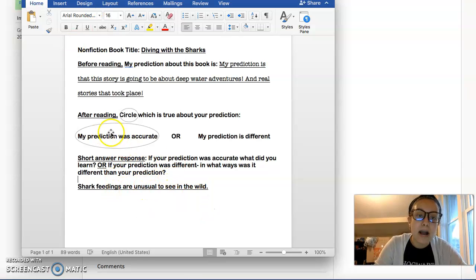If maybe my prediction was different, then what I would put for this section is I would circle this part, and then I would write down about why it was different.